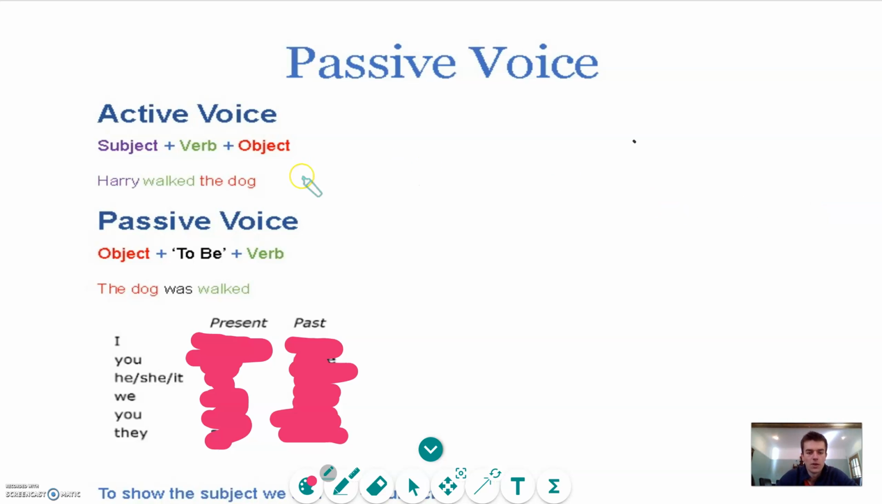So here we've got a very simple sentence, hopefully not too confusing, using the active voice, which is Harry walked the dog. So normally in a sentence when we're speaking, we have the subject, which in this case is Harry, goes first, followed by the verb, walked, and finally the object at the end, the dog. So subject, verb, object is our normal construction, and that makes Harry walked the dog. So whoever's doing the action comes first, the action itself comes second, and then the object, which is having the action done to it, comes at the end.